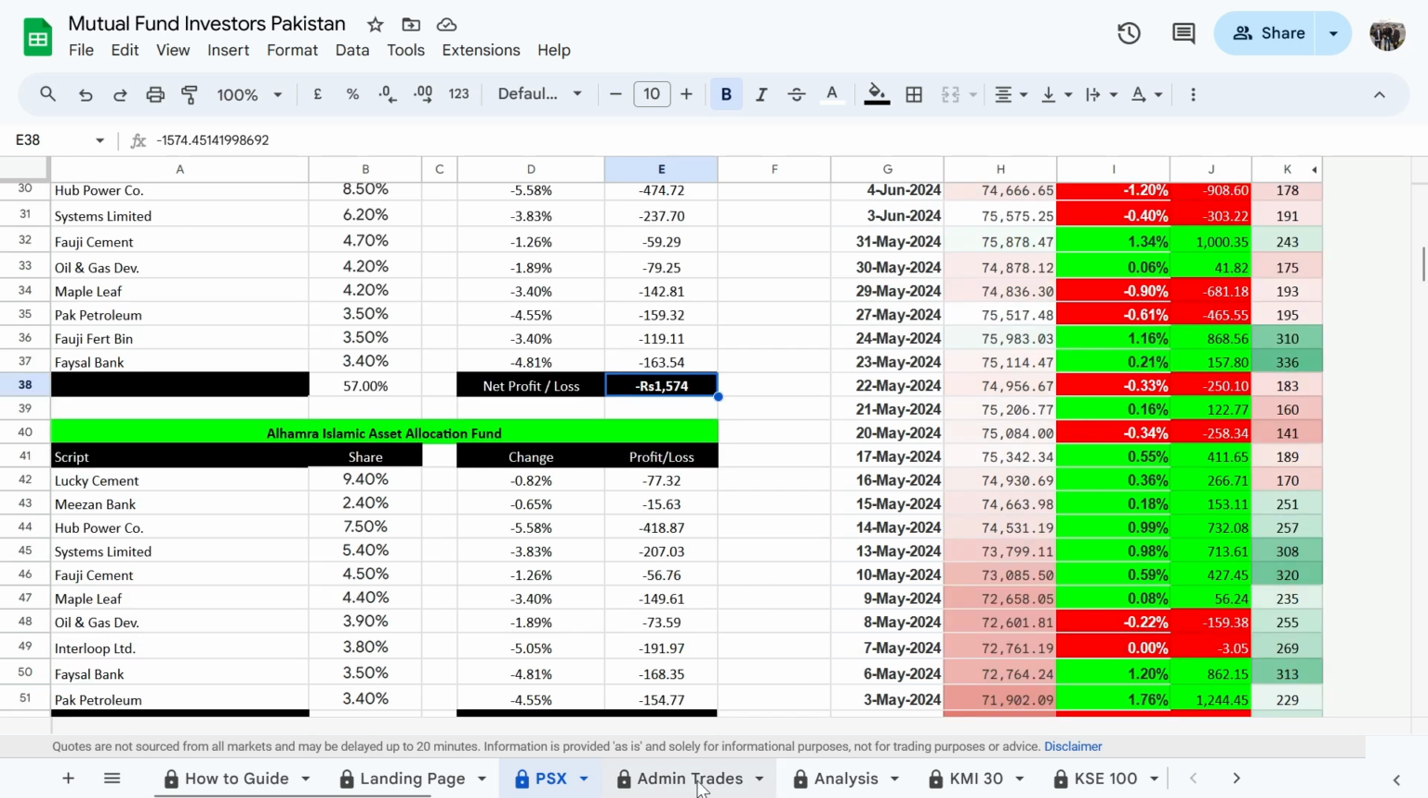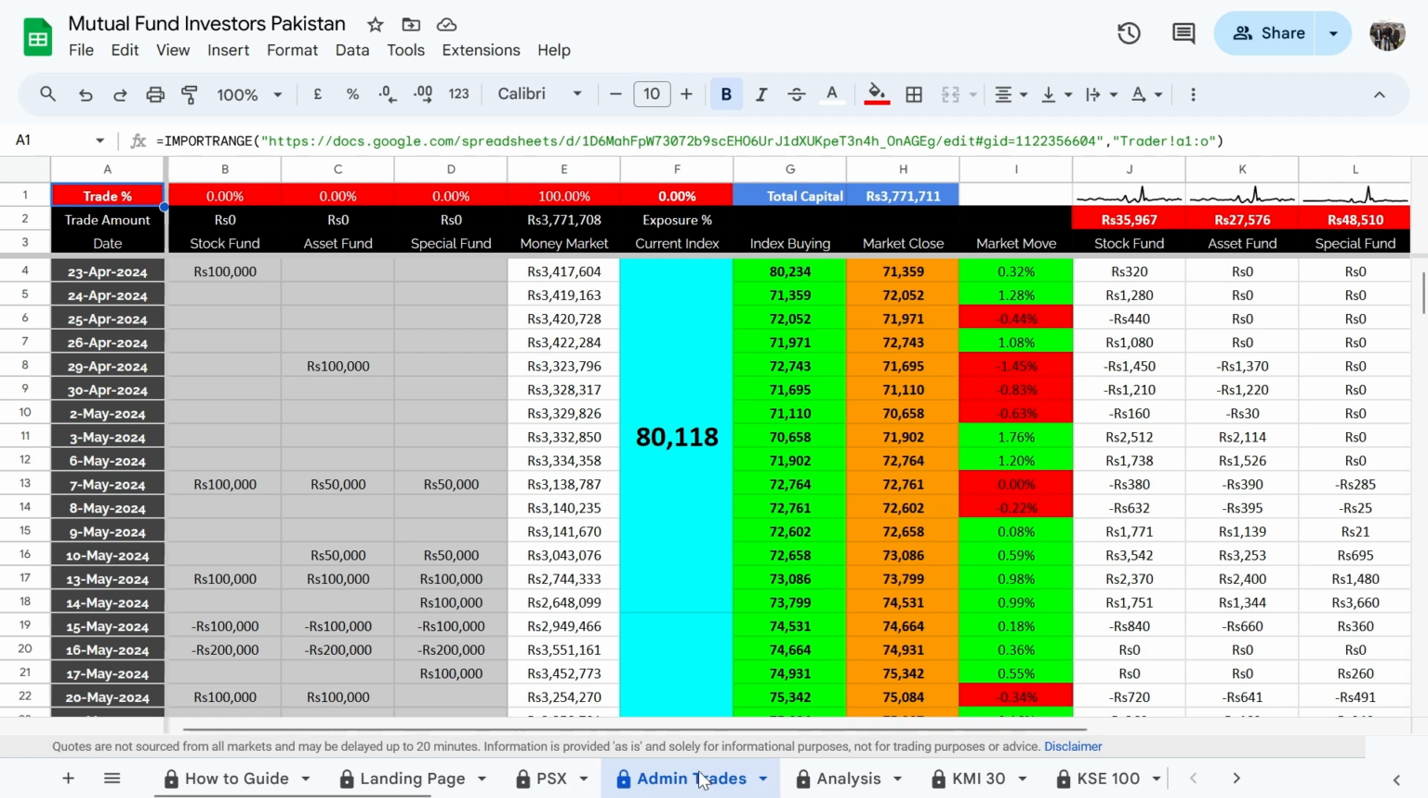Then we have the Admin Trades tab, where all buying and selling along with profit and loss of the admin can be seen, showing how moving in and out of equity funds can help you beat the returns of simple money market funds, which are giving less nowadays.